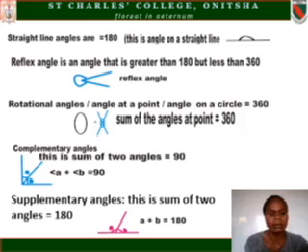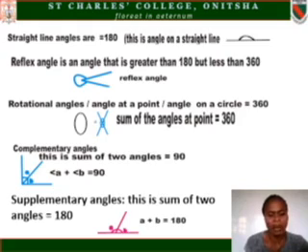Reflex angle is an angle that is greater than 180 but less than 360. You can see the diagram. Rotational angles, or angle at a point, or angle on a circle, which is equal to 360 or equivalent to 360. You see the diagram. The sum of the angles at a point is equal to 360 degrees.